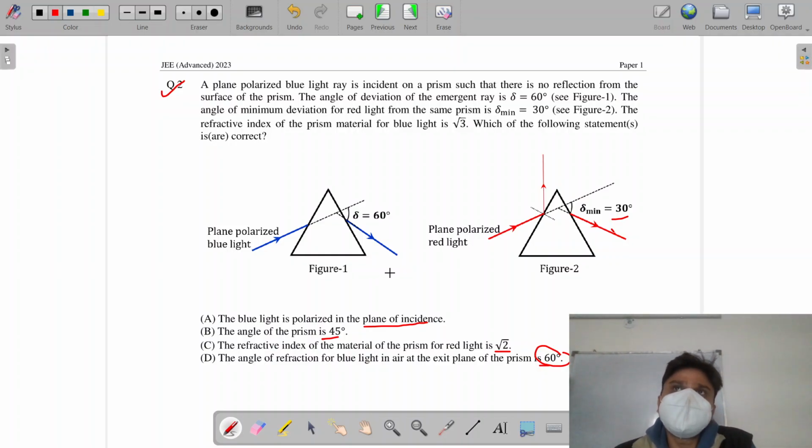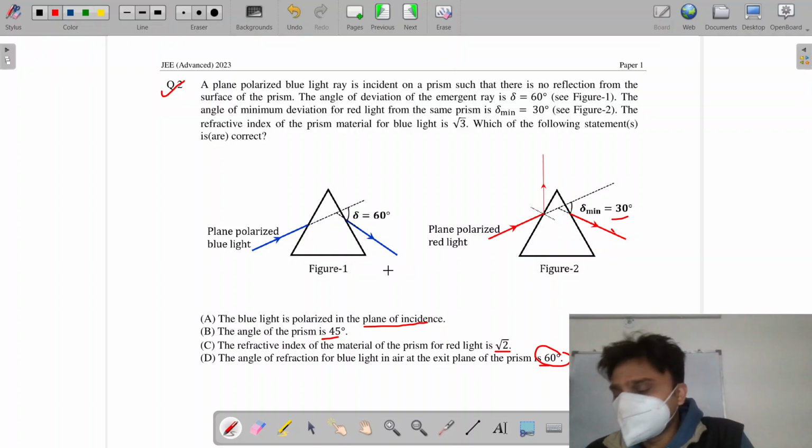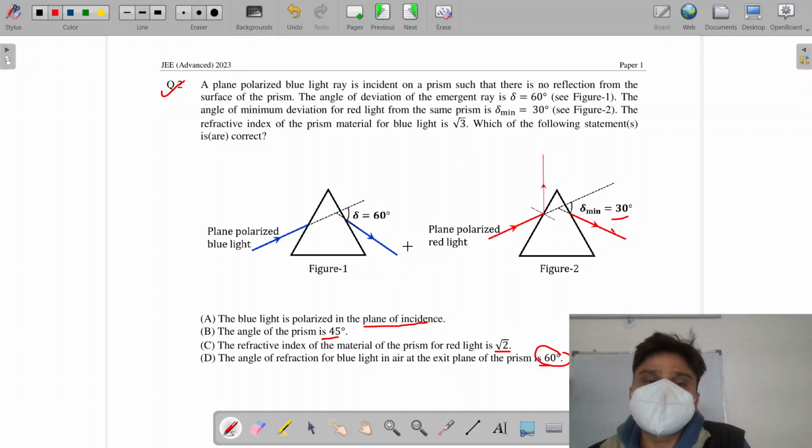So how do we approach a question of a prism? That is the point. Our objective is to do this question in a time frame of only 10 minutes. Some time we have already spent. So let's see.